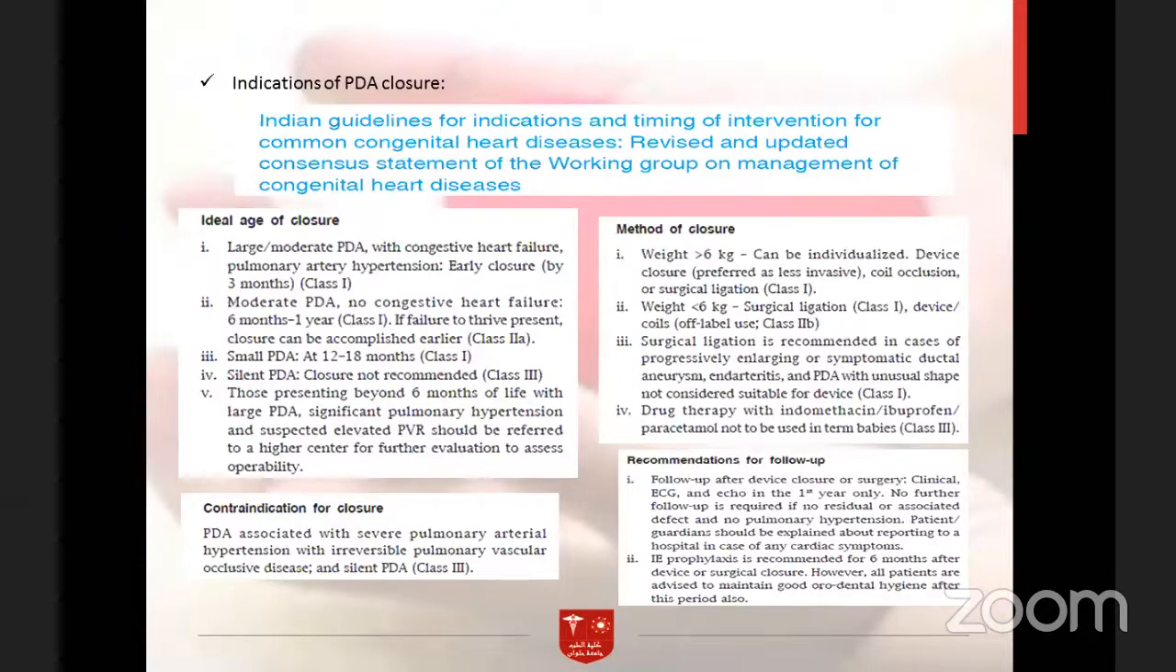So on the preterm, as you said, we usually try medical treatment with, again, as you said, indomethacin, paracetamol, and ibuprofen, but sometimes they do not respond to medical treatment, and then we need to do surgery. These patients are actually quite fragile with really high risk.